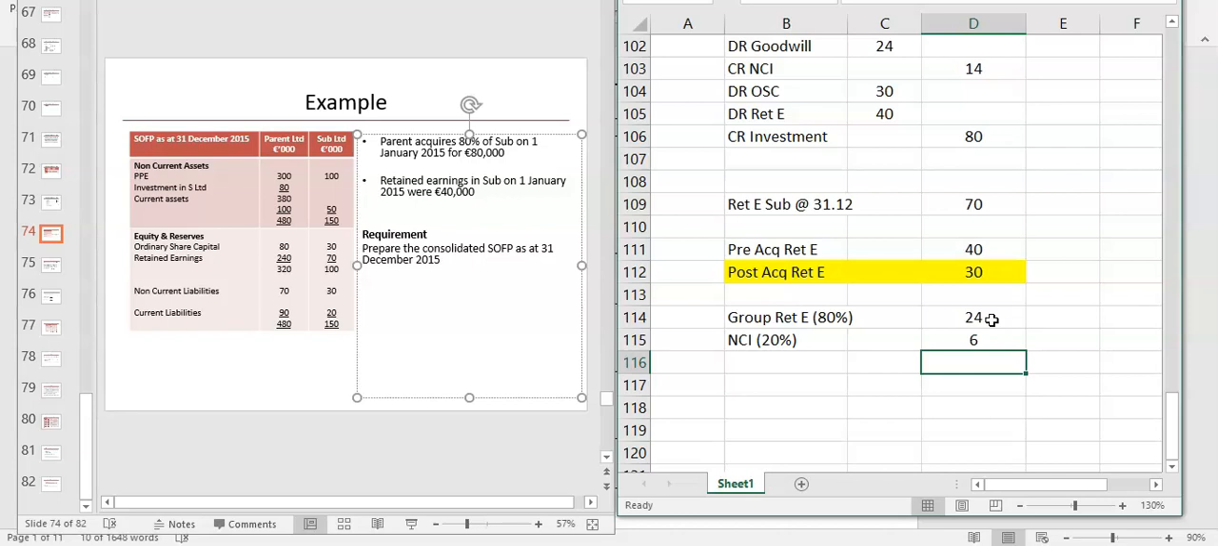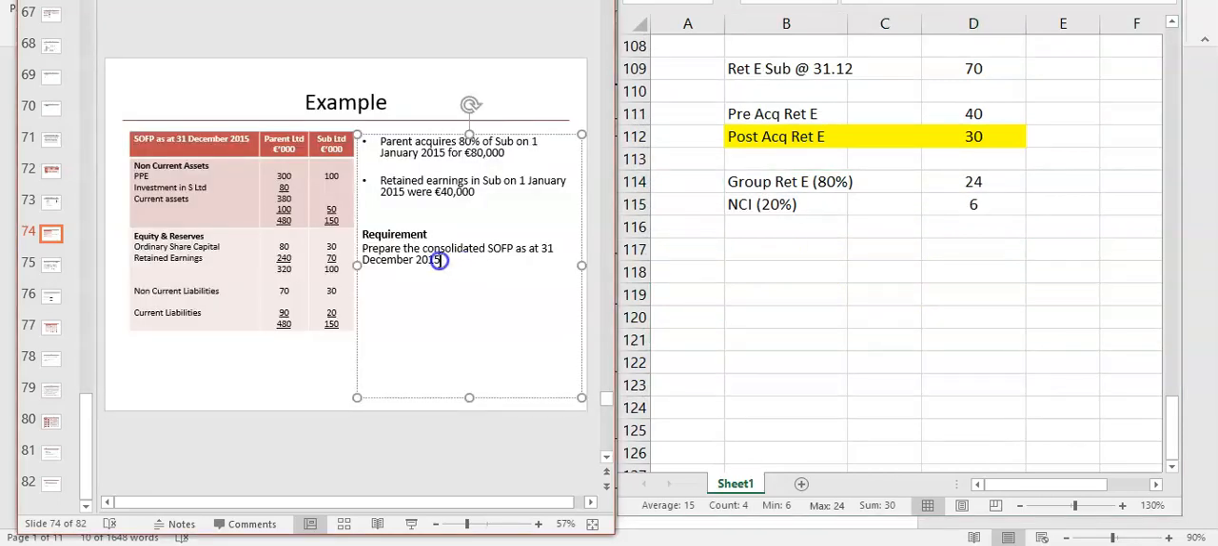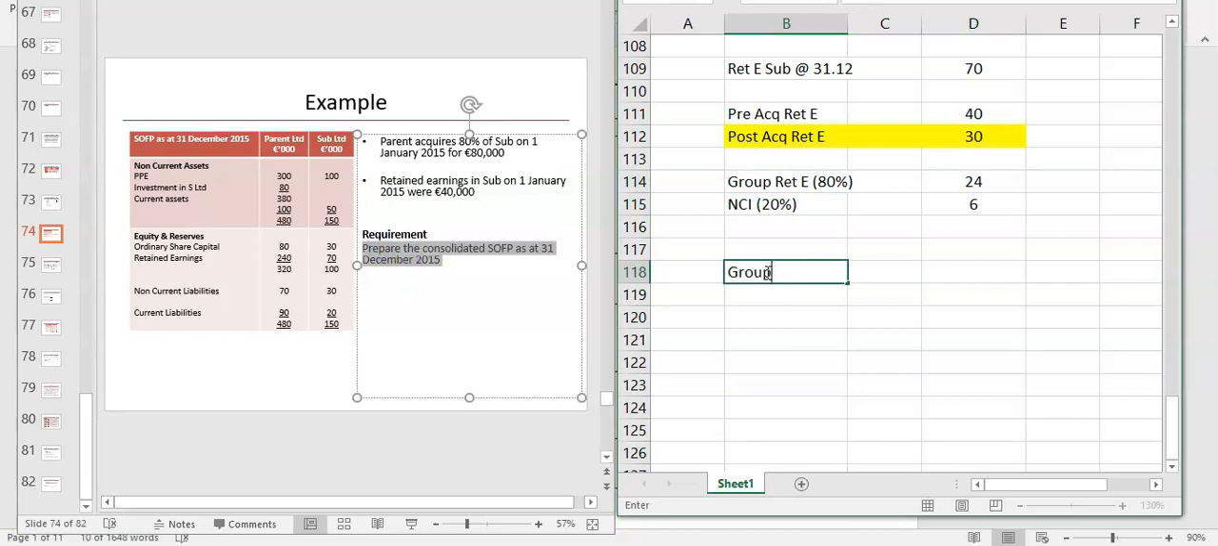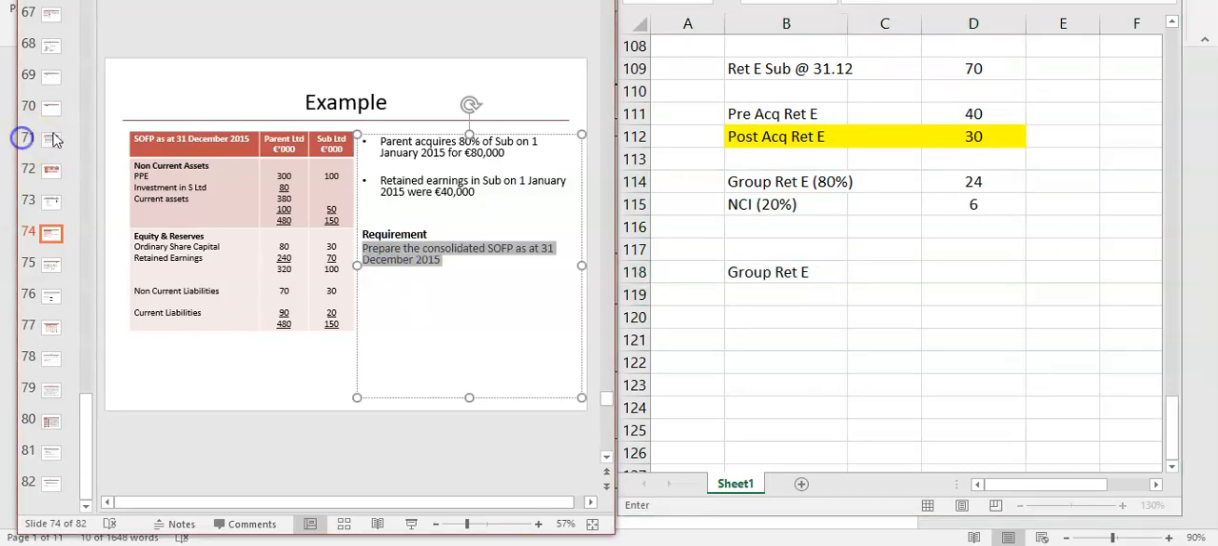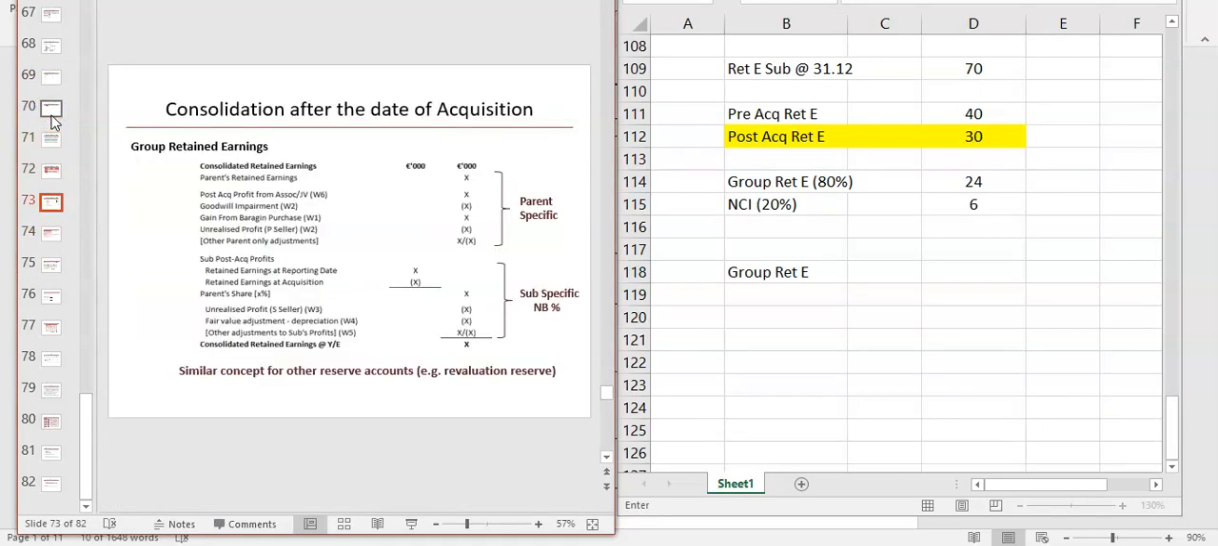So you have a second step. When you do the goodwill calculation, that's the first step. Then you're thinking, well, what happened since the date of acquisition? This 70 now, you're splitting it between group retained earnings, the parent's share, and NCI, the NCI share. So what will the consolidated statement of financial position look like at the year end? Well, for group retained earnings, go back to the little formula, your little template, that I've given you.